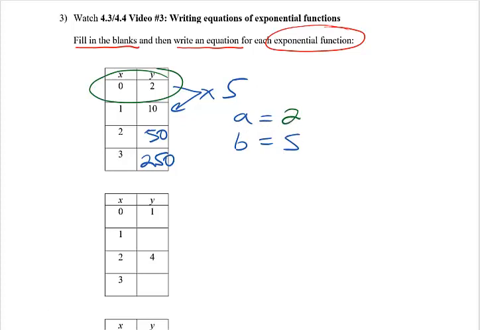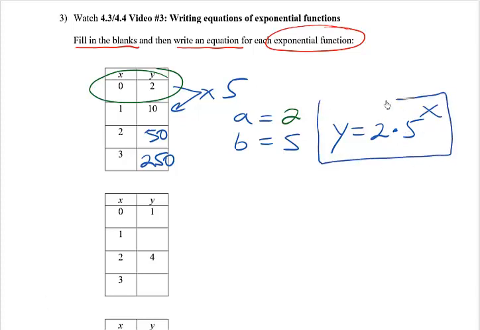As long as you've got the A and the B, you can easily write down your equation. You just have to learn the pattern. Remember, it's y equals A times B to the x. Here would be the final answer to the problem.